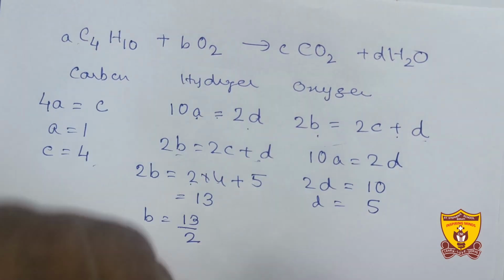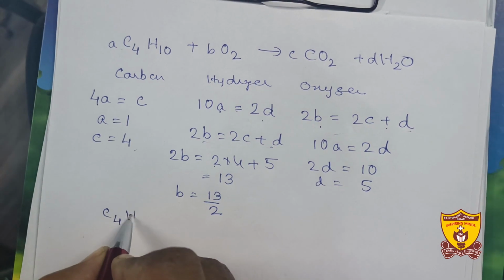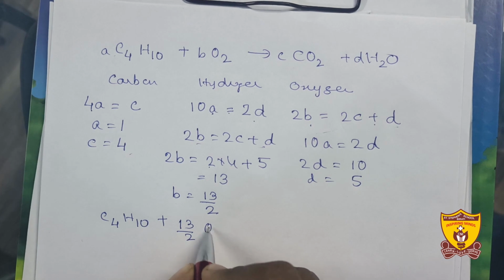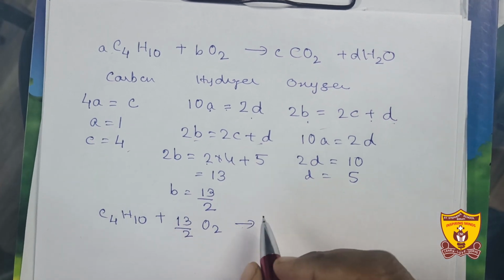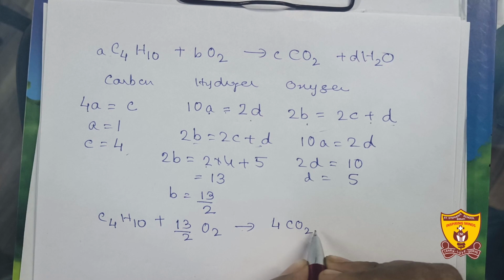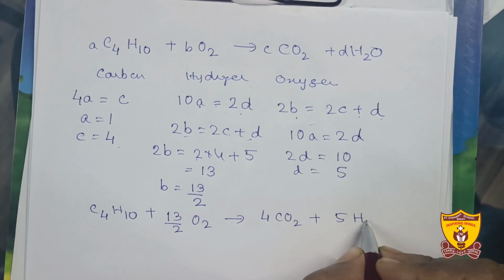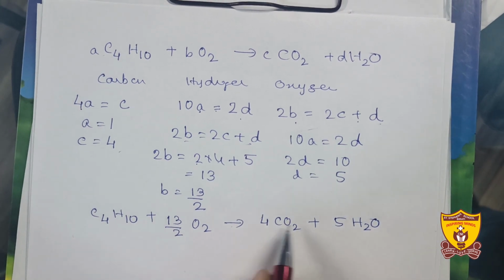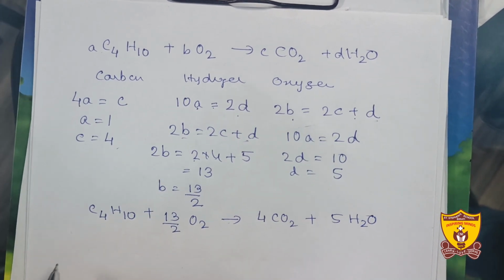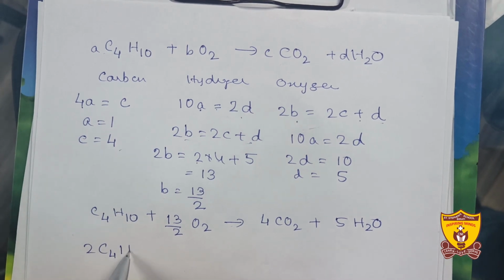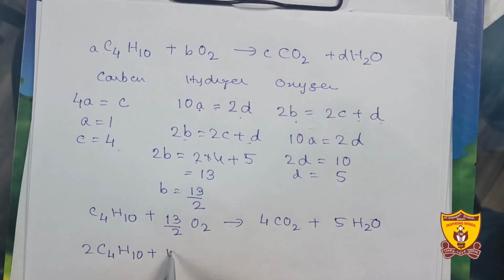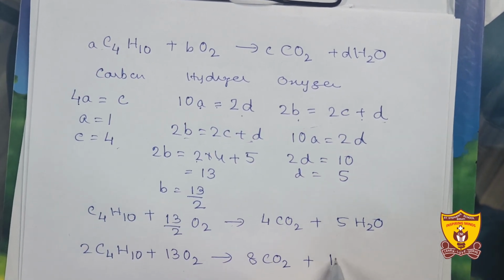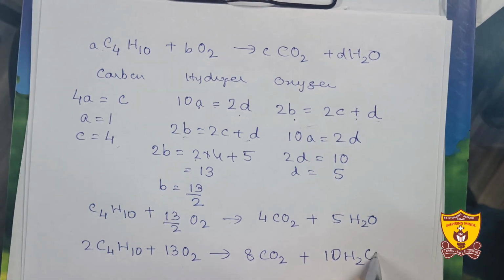Now I put the figures here. C4H10 plus 13 by 2 O2 is 4CO2 plus 5H2O. Now here I multiply the whole numbers by 2. So it will be 2C4H10 plus 13O2 is 8CO2 plus 10H2O.